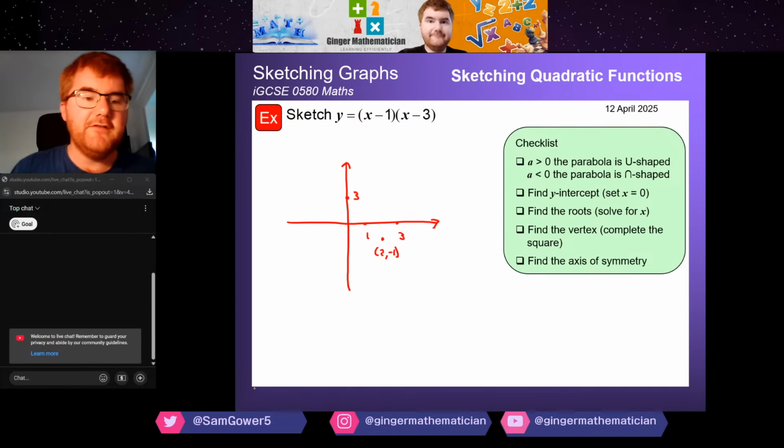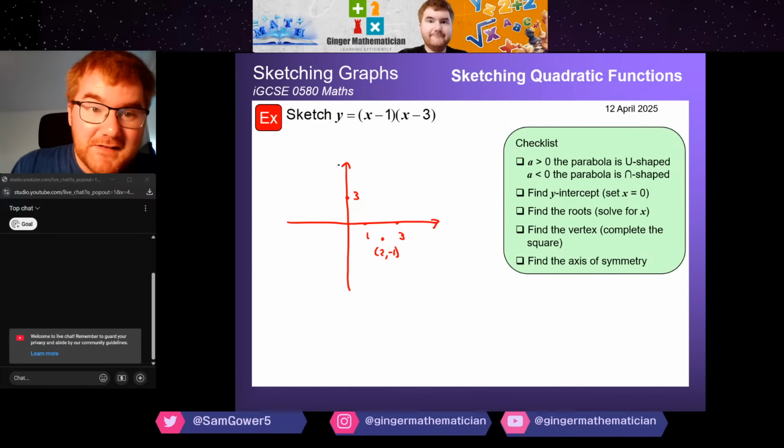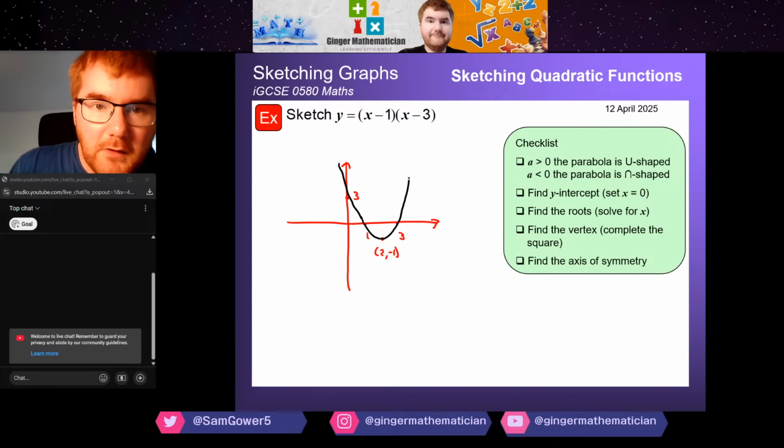It's all fitting together because notice now I can draw a nice smooth sketch. Now I will do my best on a computer. So we go down, down, down, down, down, down, down. We go through the first root. We go to our minimum point and then we go upwards.